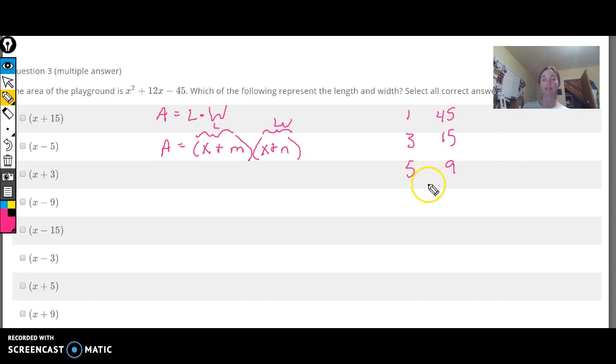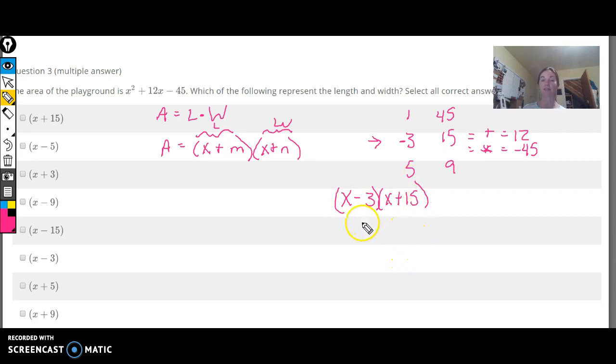Do any of these, when I add a combination of positive and negative together, give me 12? Well, I can see right off the bat here that if this 3 were negative and I added it to a positive 15, that gives me a positive 12. But when I multiply them, a negative 3 times a positive 15 gives me a negative 45. So what that is saying is that my factors are going to be x minus 3 times x plus 15.